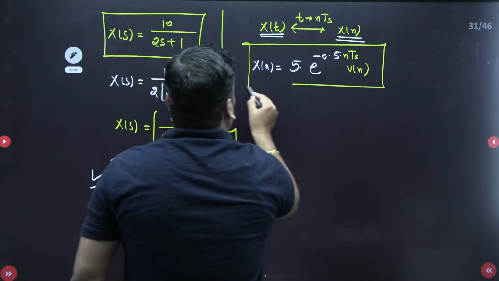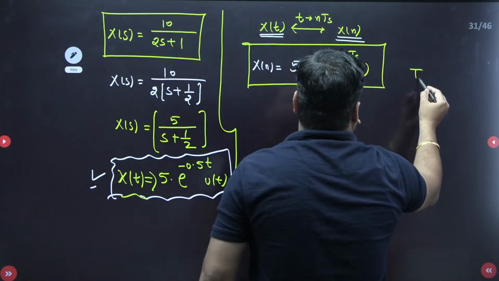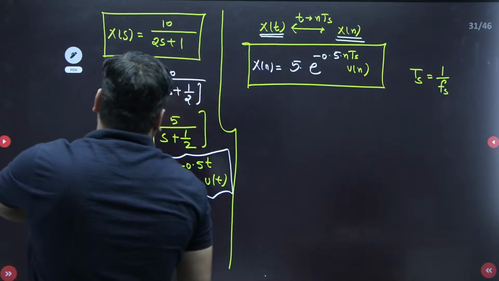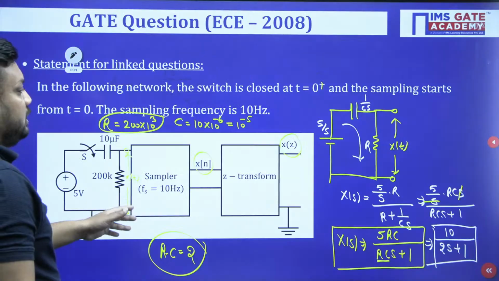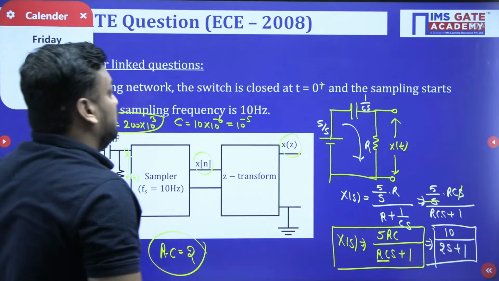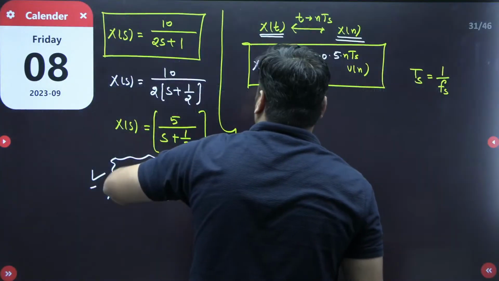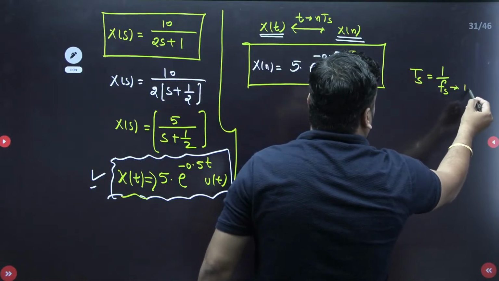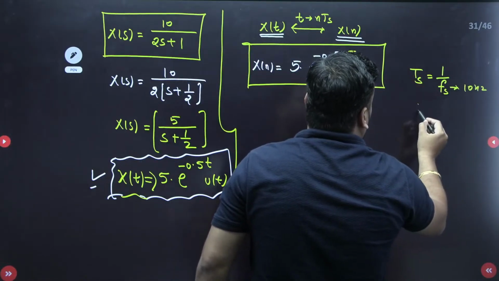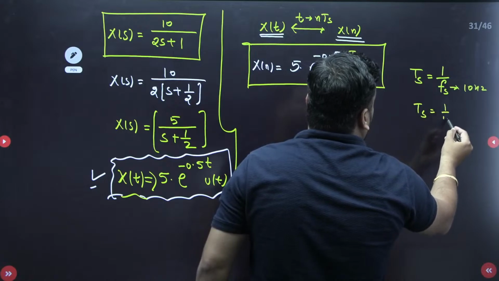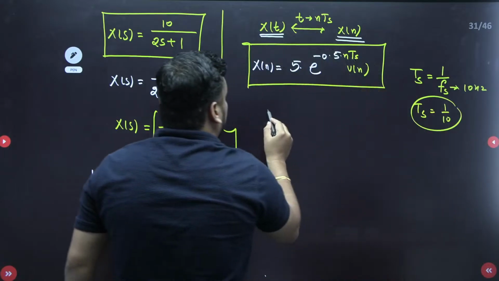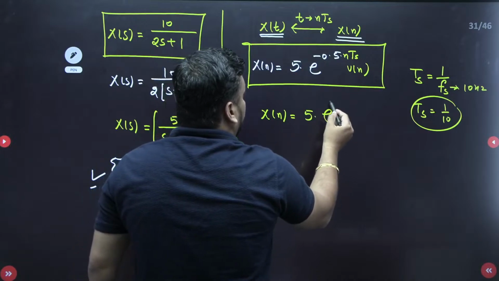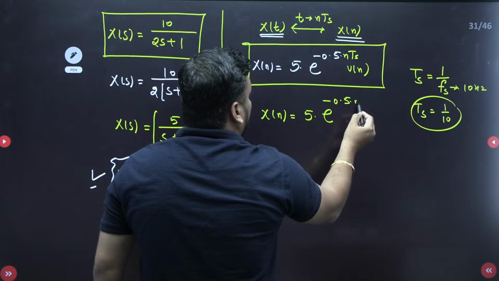And your sampling frequency is given to you, and the sampling period is Ts equal to 1 by fs. So what is the sampling frequency given? 10 hertz is given, sir. Because the fs value is 10 hertz, Ts is nothing but 1 by 10. So when you put it here, your x of n will become 5 dot e to the power minus 0.5 into n upon 10.